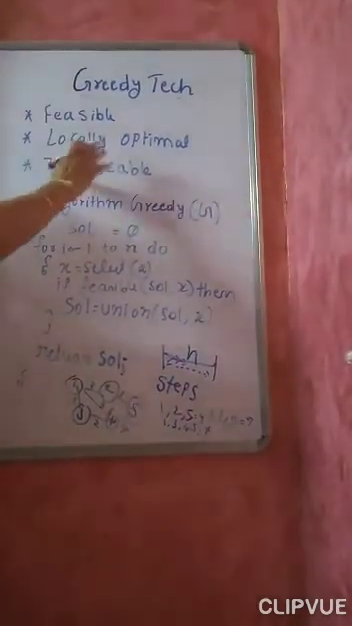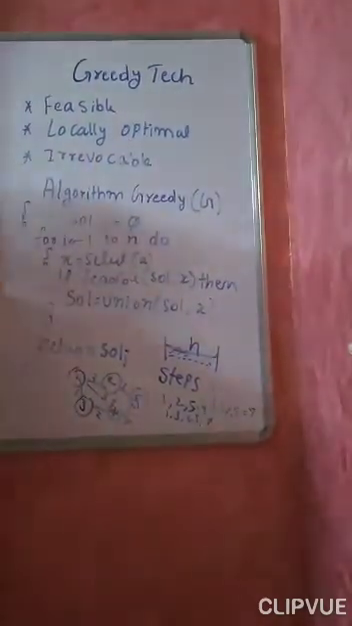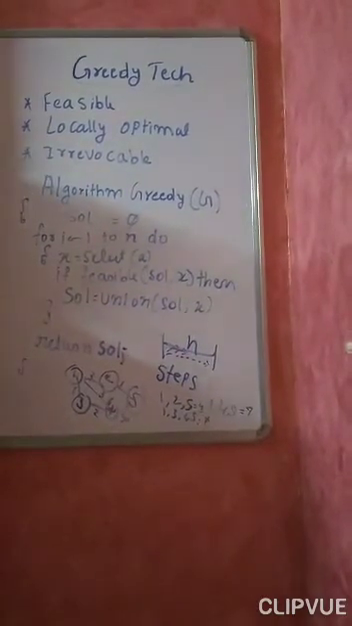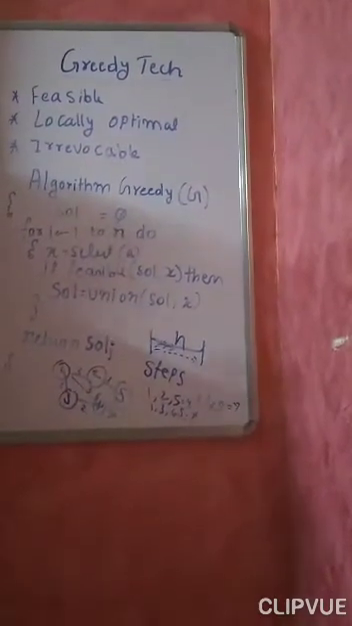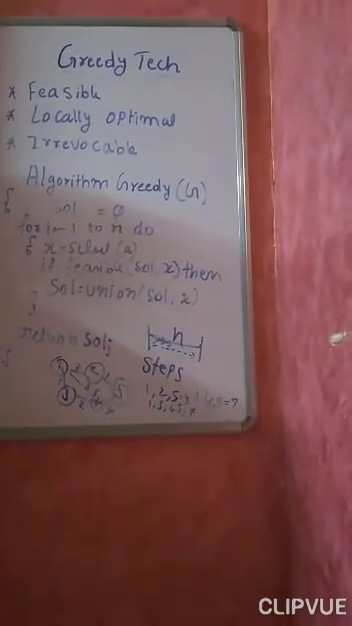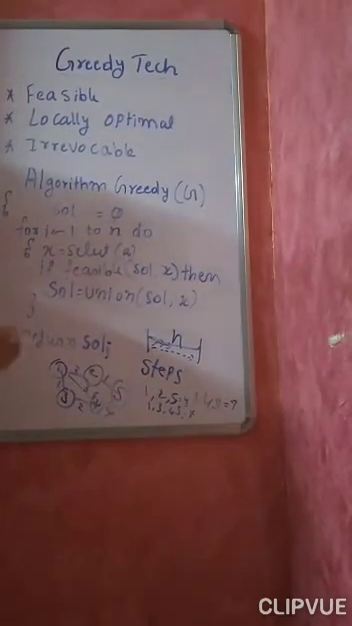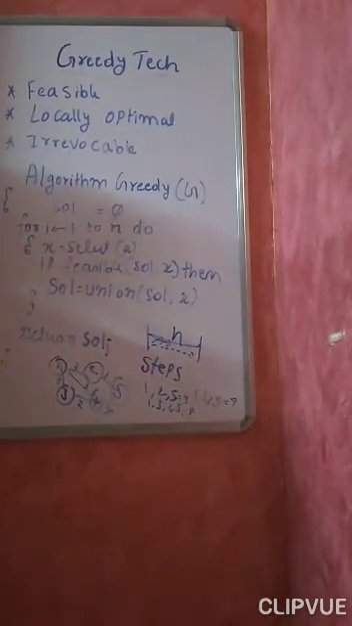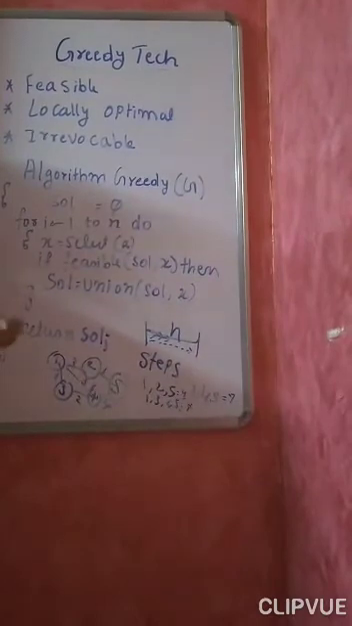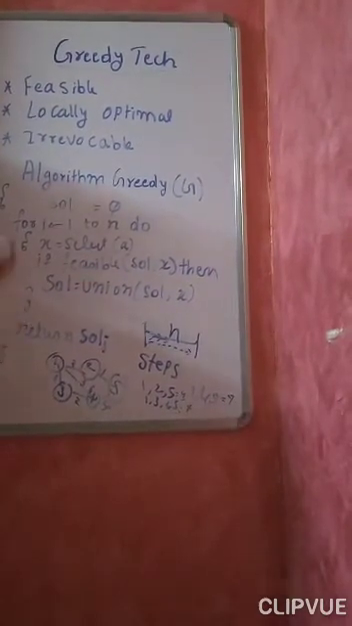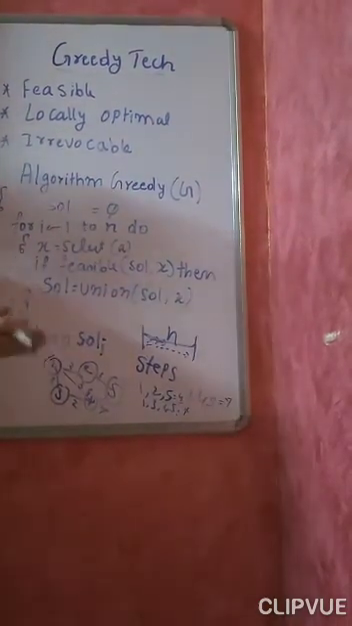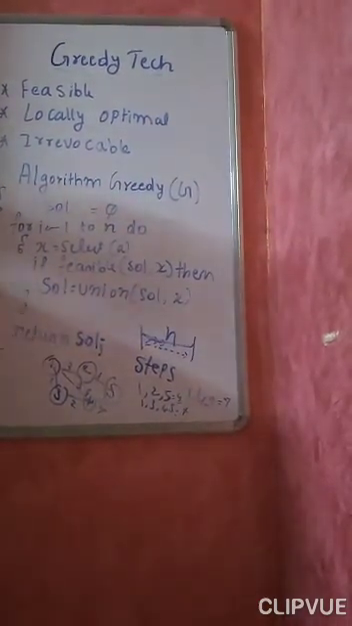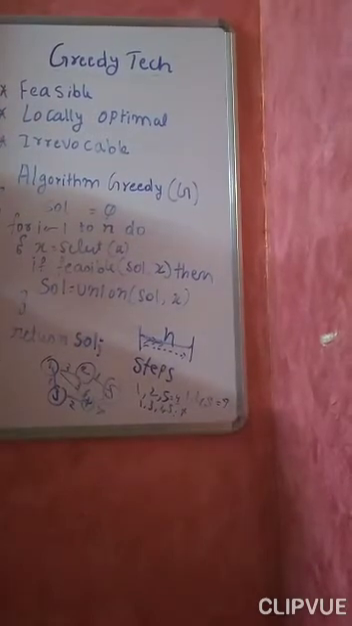So the greedy technique always tries, in each of the steps, the local optimal solution. Whatever decision we are taking in each step, it will make sure that it is the best optimal solution. Getting my point? Each step, it will take the solution which is the best, optimal and irrevocable. Irrevocable means, once I have taken a particular path, or a particular step has been selected, I cannot come back.